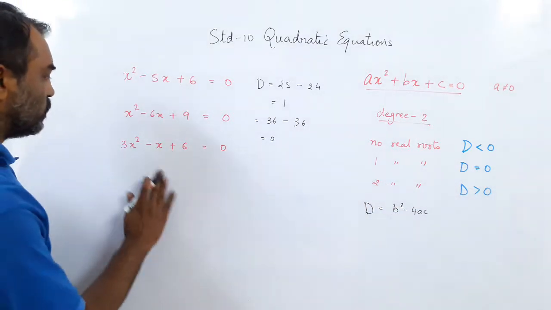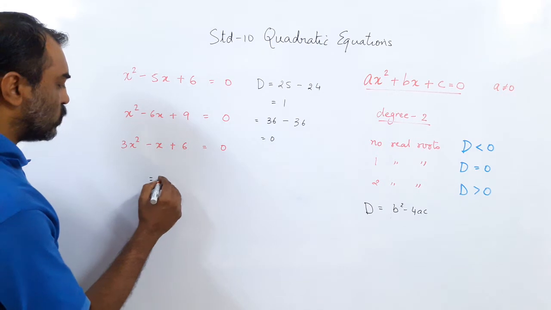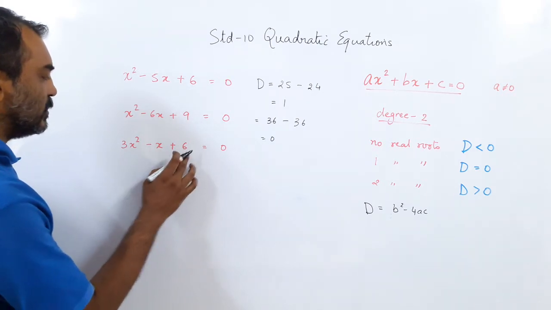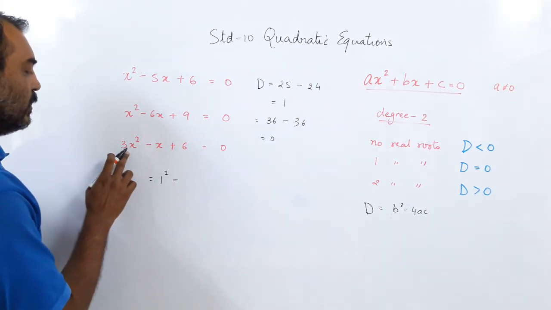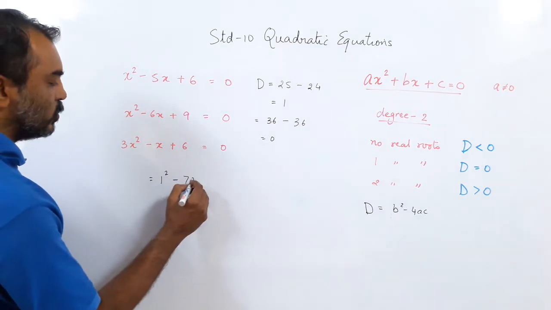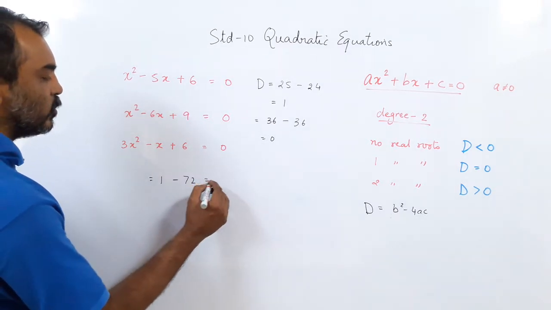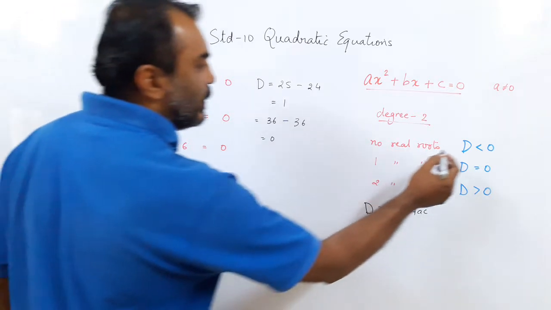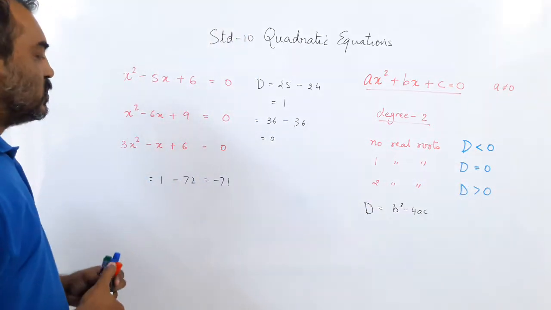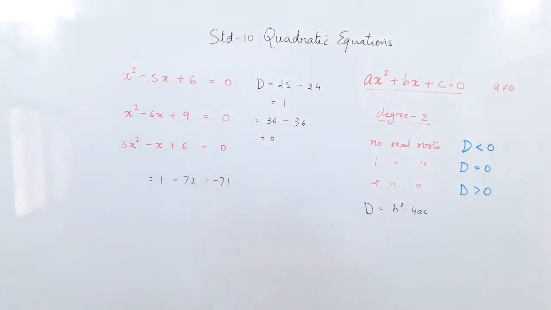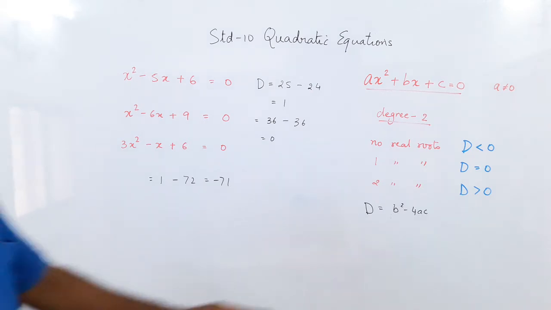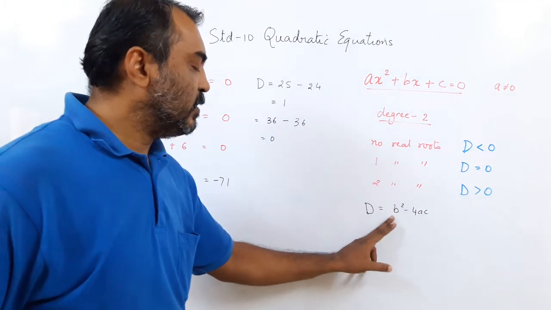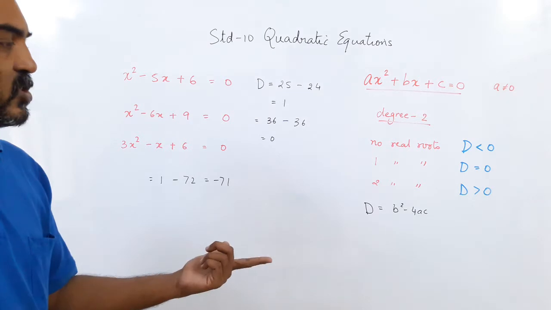And this one, b is minus 1. So minus 1 the whole square is 1, minus 6 threes are 18, 18 fours are 72. So 1 minus 72 is minus 71. D is less than 0. So this will have no real roots. Okay? So remember this. This D is called the discriminant, which we are going to discuss in the further lecture.